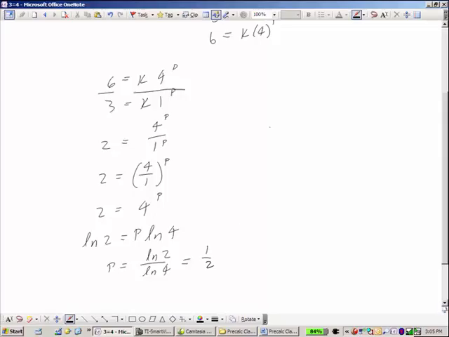No. All right, so you get to pick the first or second. I don't care. What do you want to do? Second. All right, 3 is equal to k times 1 to the 1/2. What's the square root of 1? Oh, so k equals 3. So you now have an equation, y equals 3 times x to the 1/2, and that's your power function.